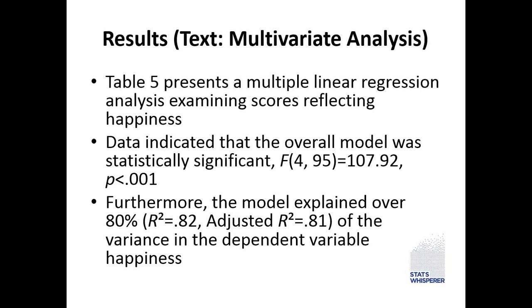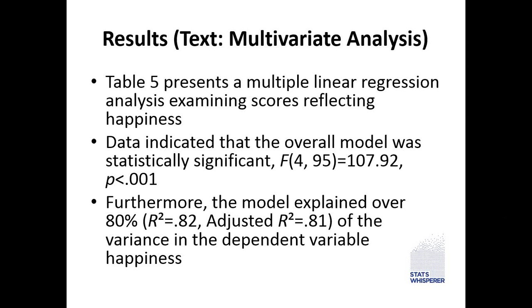Now we come to what we could call the big kahuna of our analysis, right? Our multivariate analysis that we're reporting. So again, we start off the same way. Table 5 presents a multiple linear regression analysis, examining scores reflecting happiness. Now, the first thing you want to state is if the model is statistically significant, because remember, if it's not, none of the other findings are believable, right? They're not credible. So that's the first thing we state.